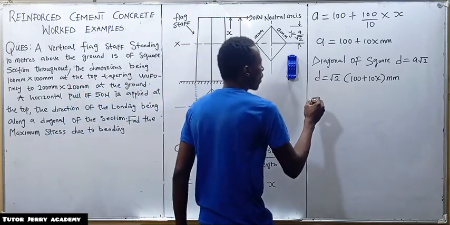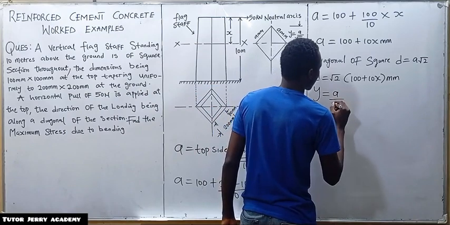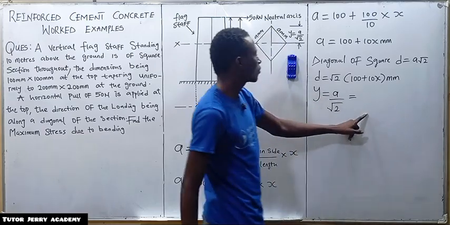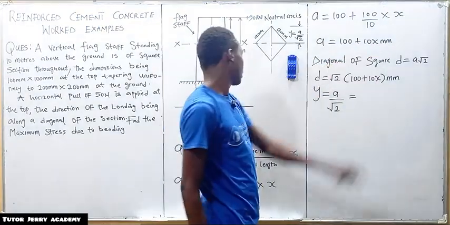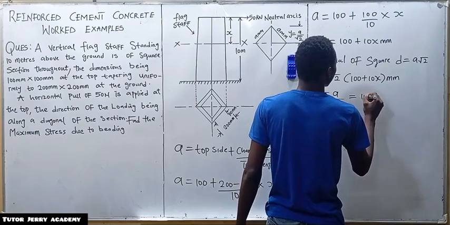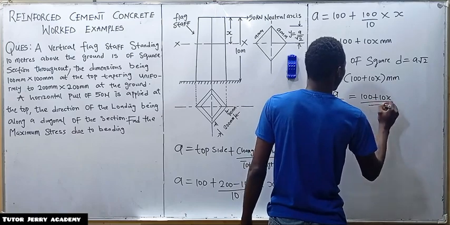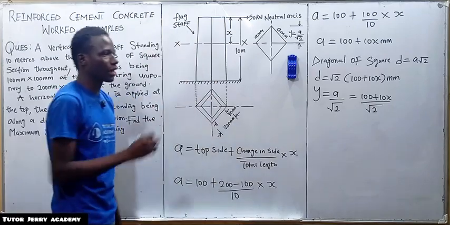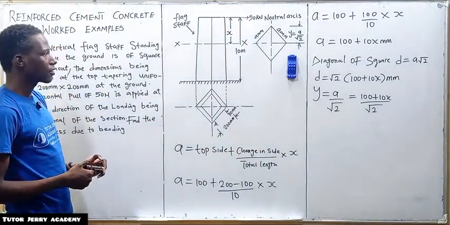All right, so y is equal to a all over the square root of 2. A is nothing but 100 plus 10x millimeters, so a will be equal to 100 plus 10x, all over the square root of 2. All right, this is what we have.